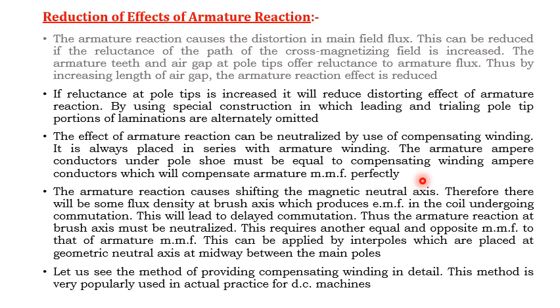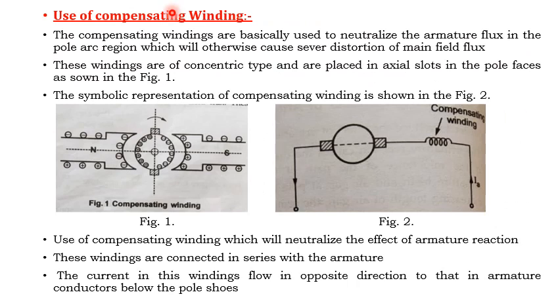Usually the compensating winding method is employed in order to reduce the effect of armature reaction, because this is a very simple method, since no major changes are required in the machine, and the compensating winding method is used regularly. Now let us see the method of providing compensating winding in detail. This method is very popularly used in actual practice for DC machines. So this is about the use of compensating winding.